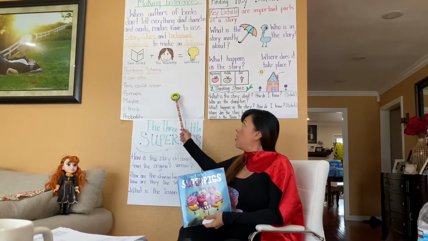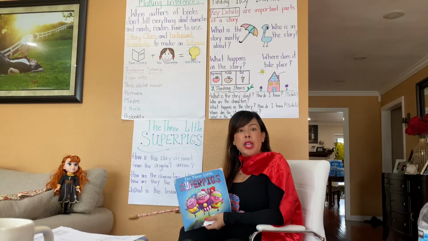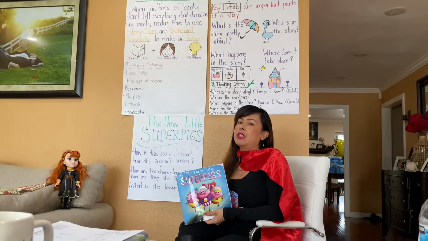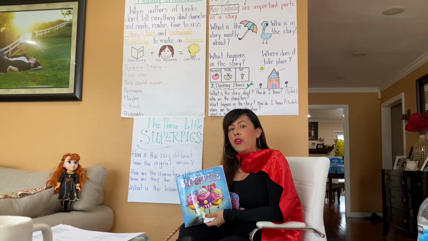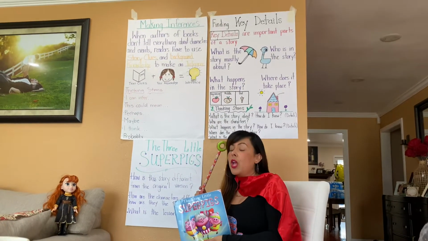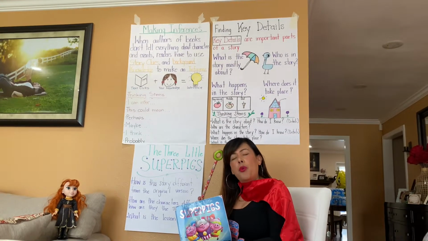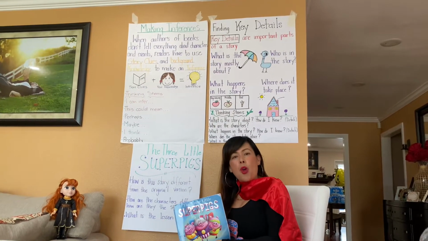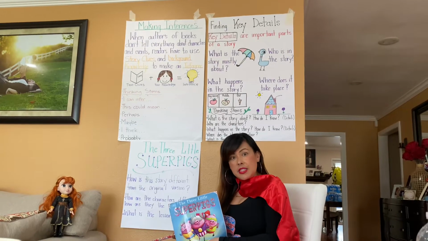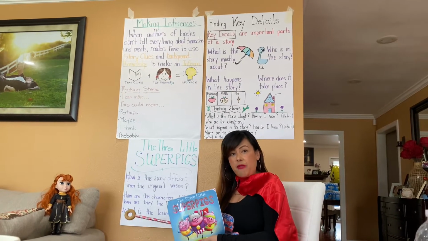Okay? We're also going to be making inferences. We always use clues that the author gives us, plus our own knowledge, our own brain, what we've read about before, what we learned about, and we come up with ideas. We come up with inferences. That's what an inference is.